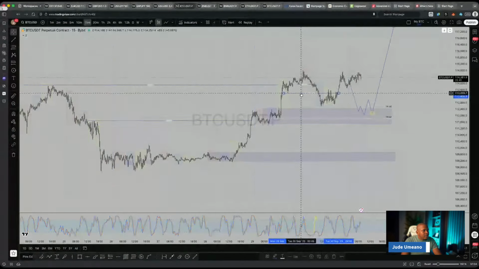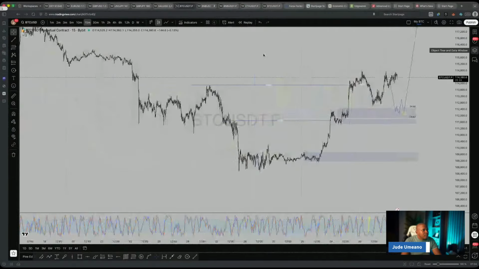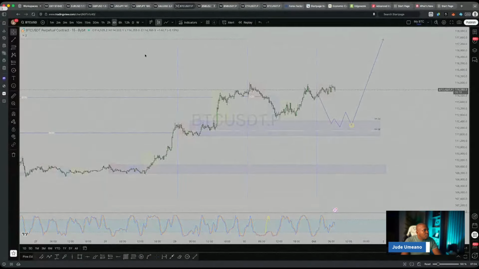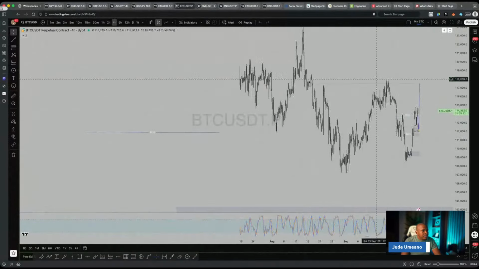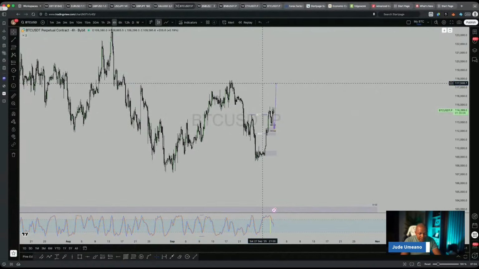So for analysis, we're going to go down to the lower time frame. Going down to 4 hour, starting from 4 hours for Bitcoin to see. Okay, Bitcoin. I'm just going to remove this.